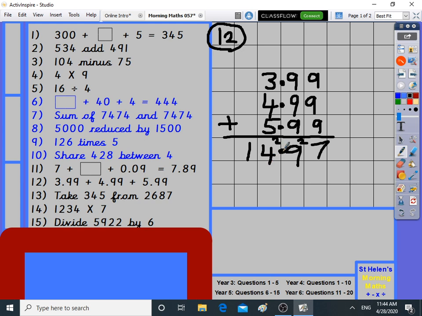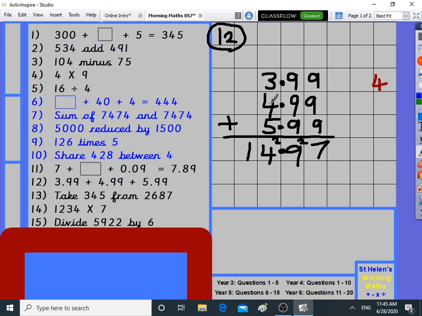These are the kind of numbers you might see. You probably know where you might see these kind of numbers. 3.99, 4.99, 5.99. It's in shops, isn't it? Prices often have a 99 on the end. I'm going to quickly round this and say this is roughly 4, this one's roughly 5, and this one's roughly 6. They're just below, aren't they?